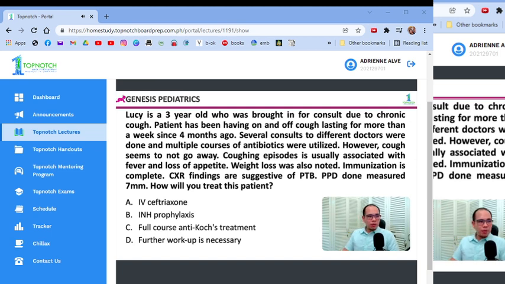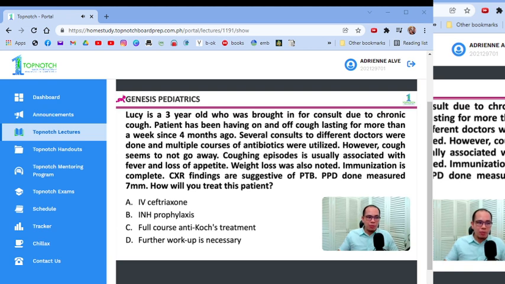Okay, immunization is complete. Okay, X-ray findings are suggestive of TB. So, nagpa-X-ray sila, sabi suggestive of TB. So, minsan tinatawag na primary Ghon infection. Okay, and then you did your PPD, your measurement is 7 millimeters. Okay, so is this positive? Okay, so you have to know the cutoff for your PPD, your tuberculin skin test. Okay, your 5-TU test. Okay, so how will you treat this patient?